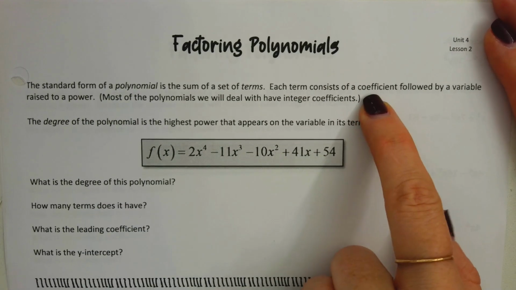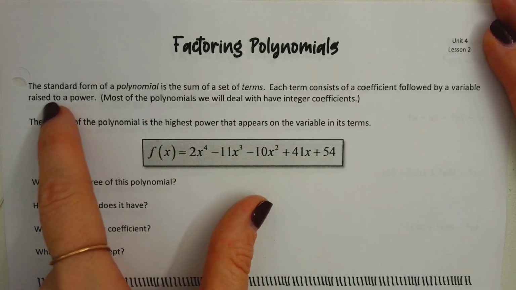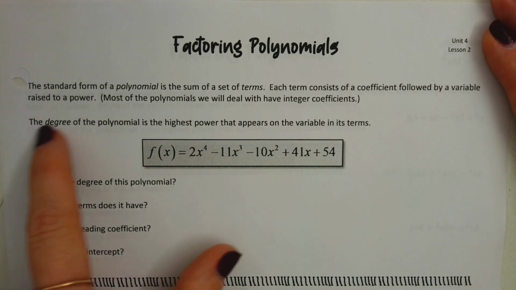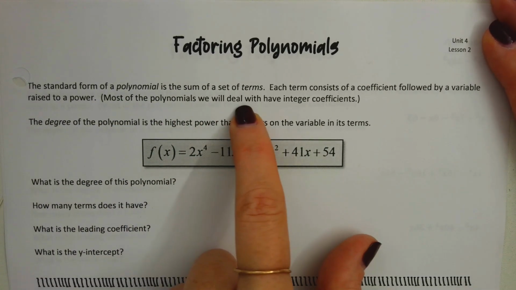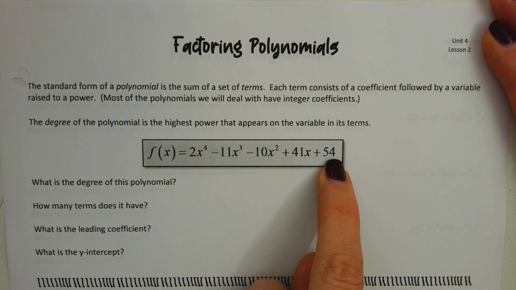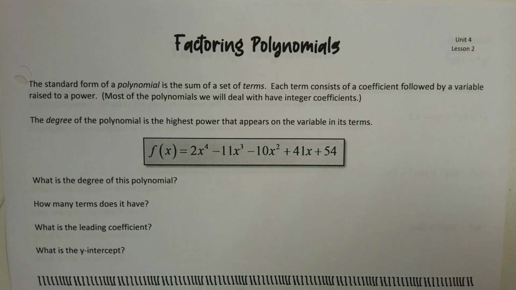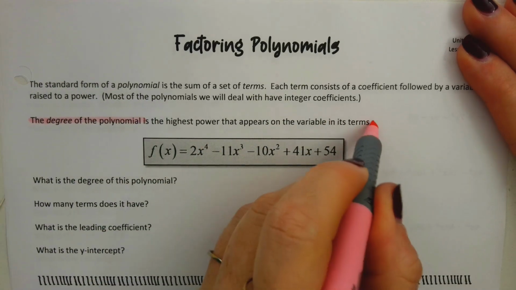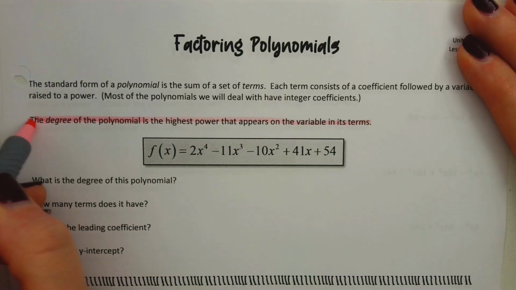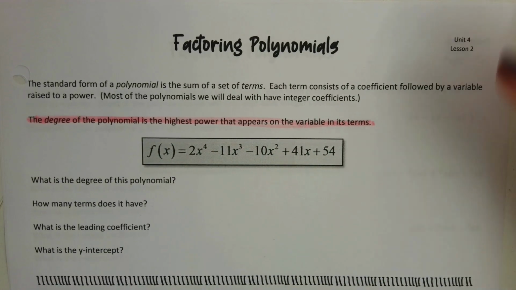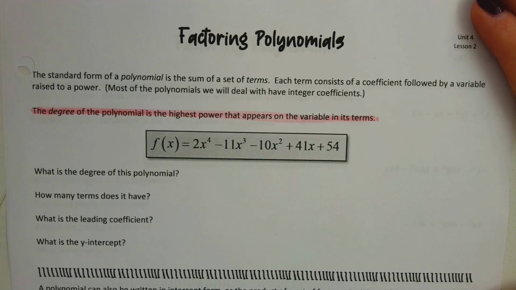Each term consists of a coefficient followed by a variable raised to some sort of power. Y'all know what a power means? Exponent, right. Most of the polynomials we will deal with have integer coefficients, so their front number is a positive or a negative number. First word here that might be new, maybe it's not new. The degree of the polynomial is the highest power that appears on a variable in its terms. So basically the highest exponent that you see in the polynomial.